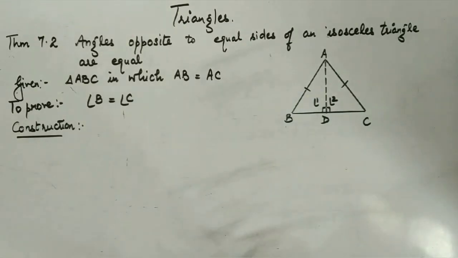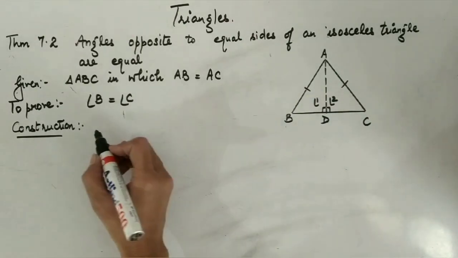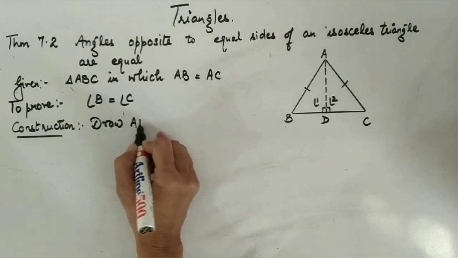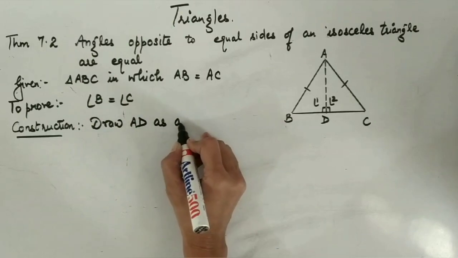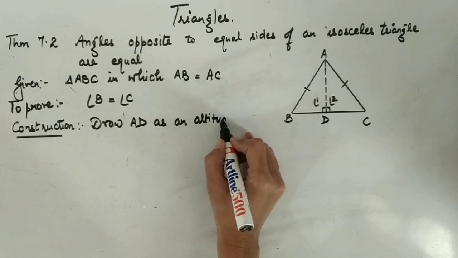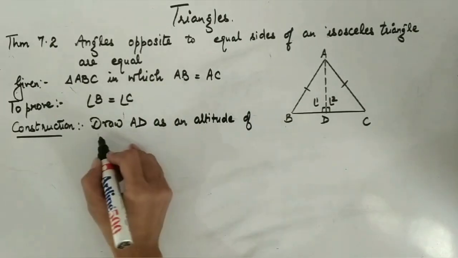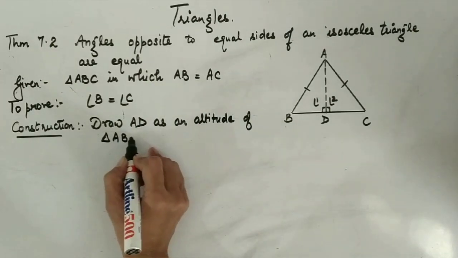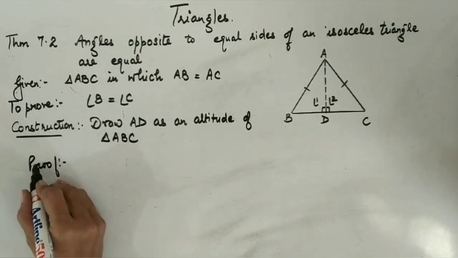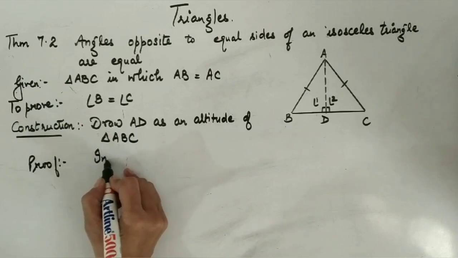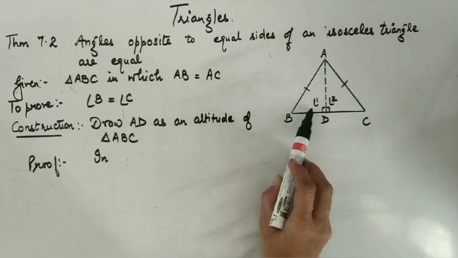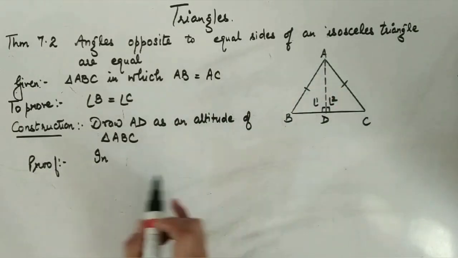Now, let me first write down the construction. Draw AD as an altitude or as a perpendicular. Our proof begins by considering triangles. So this whole triangle ABC is divided into two triangles, ABD and ACD.